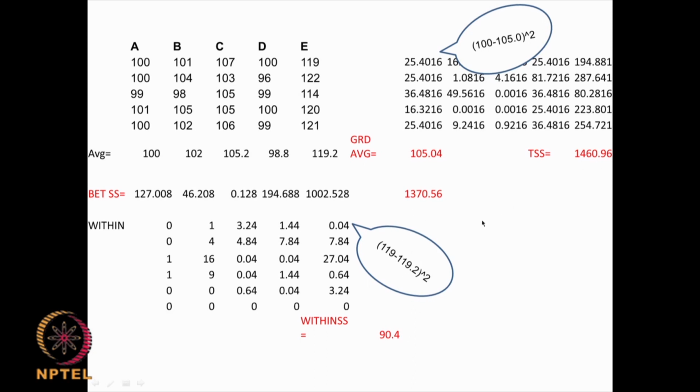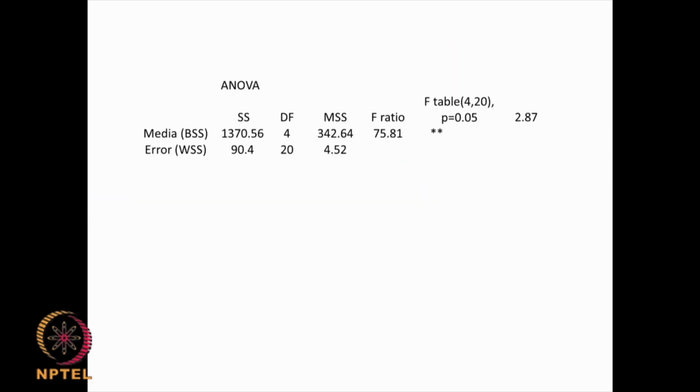Okay, then you create your ANOVA table. Okay, how do you make the ANOVA table? So, the sum of squares 1370, from here, between, that is media, and then within is 90.4, and then total sum of squares 1460. Now, media, there are 5 media, so we have 4 degrees of freedom, and then total you have 25 data points. So, 24 minus 4 is 20. So, error has 20. So, how do you calculate mean? This divided by this divided by this.